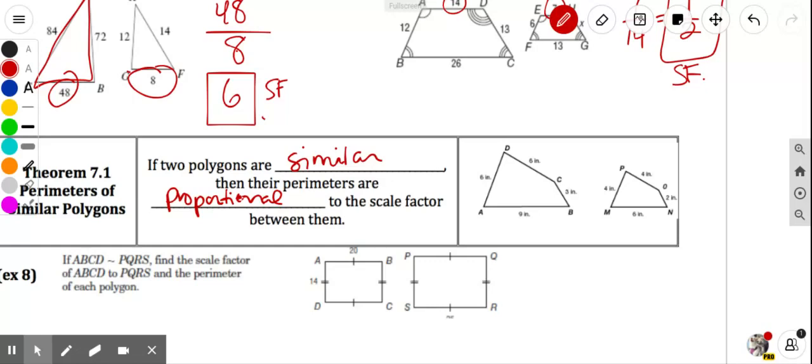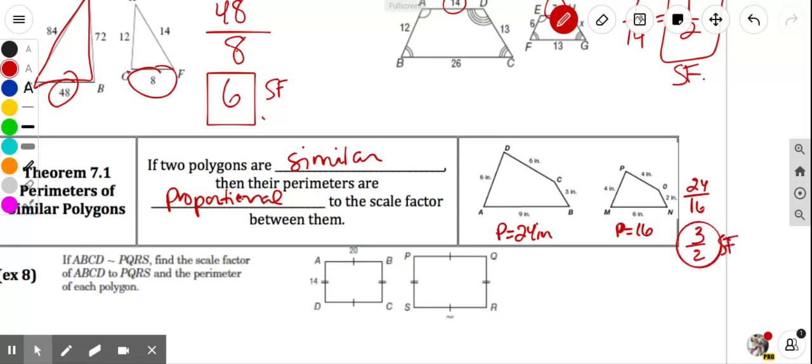Notice that in this picture we have 6, 3, that's 9, 18, 24. This one, the perimeter is 24 inches. This one is 12, 16 inches. So notice if I put 24 over 16, what does that reduce to? 8 goes into both of those, right? So it's going to be 3 over 2.